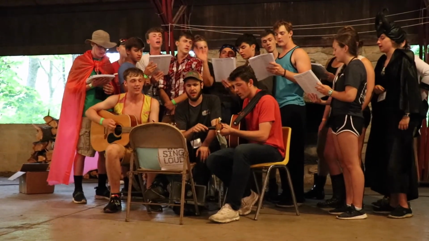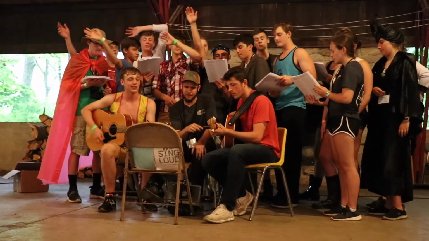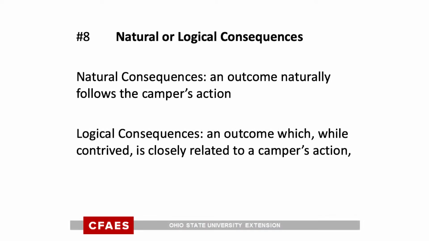Next, I want to talk about 2 strategies that you've probably heard of and maybe experienced a time or 2. Number 8 strategy is natural or logical consequences. First, let's take a look at what they are and then when they might be used as a strategy at camp. Natural consequences are when an outcome naturally follows from the camper's action. Logical consequences are an outcome which, while it's contrived or made up, is closely related to the camper's action.